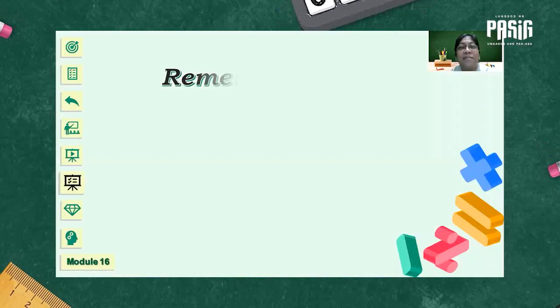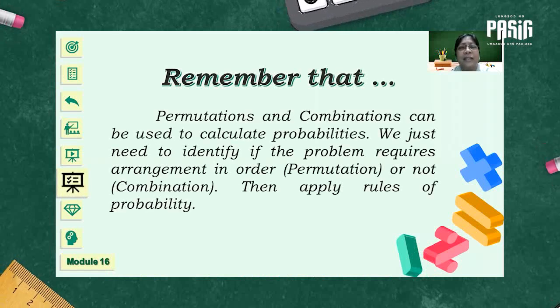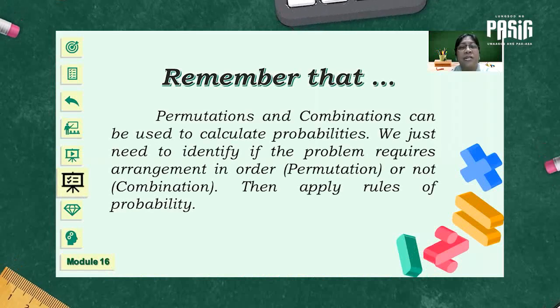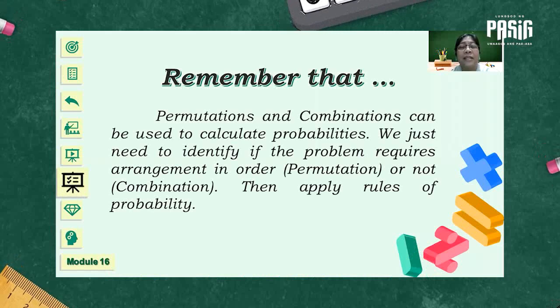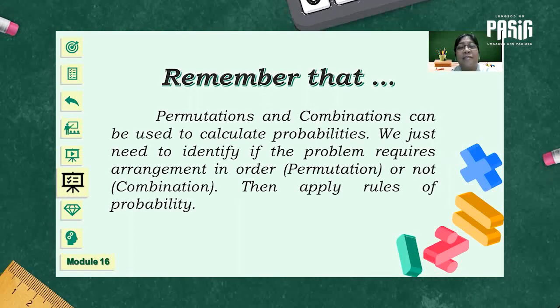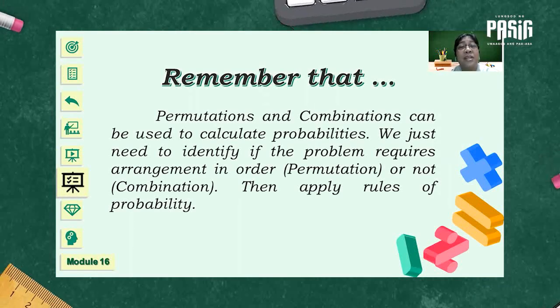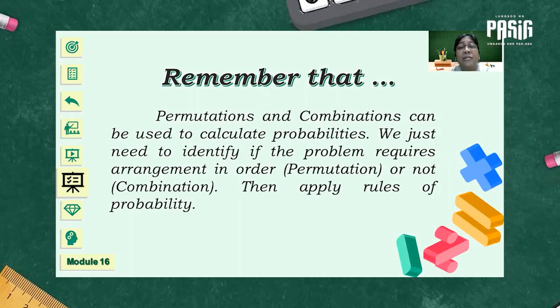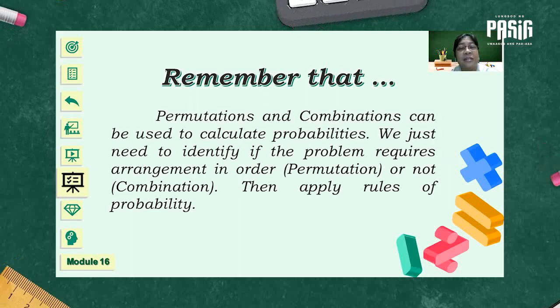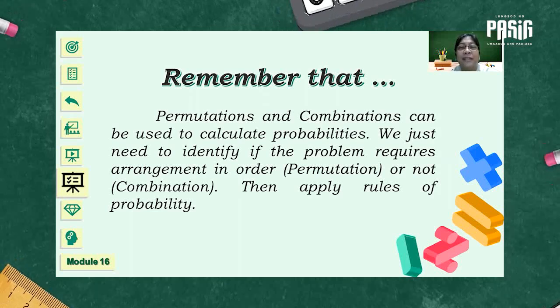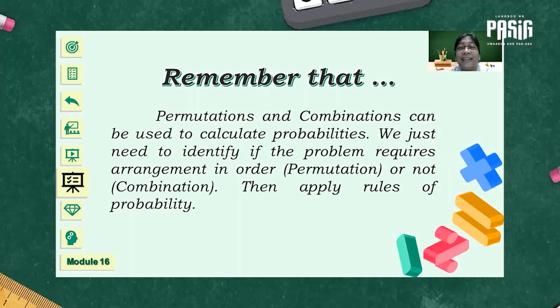So to wrap it up, I want you to remember that permutations and combinations can be used to calculate probabilities. You just need to identify if the problem requires arrangement in order, we'll use permutation. If order doesn't matter, then we'll use combination. Then apply rules of probability. Please take note of that.